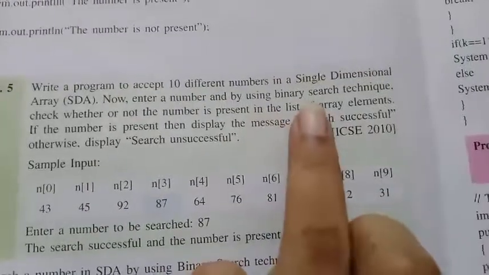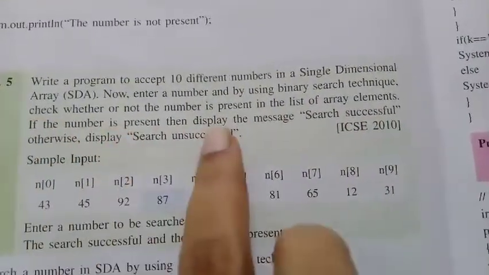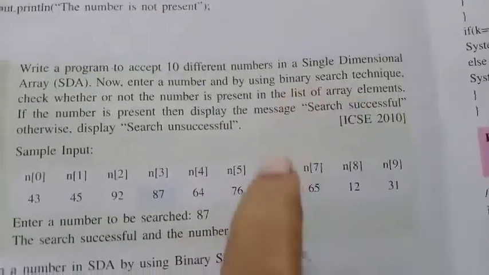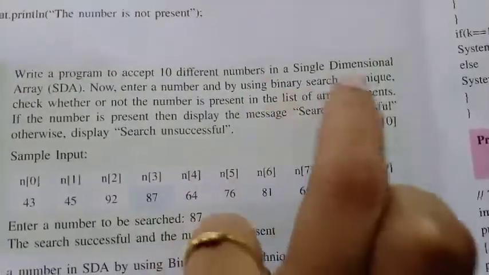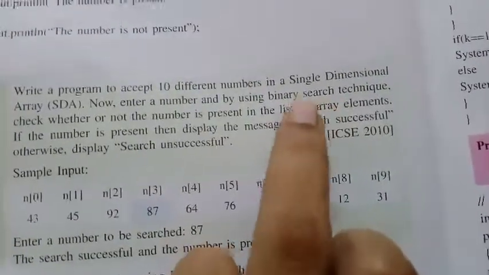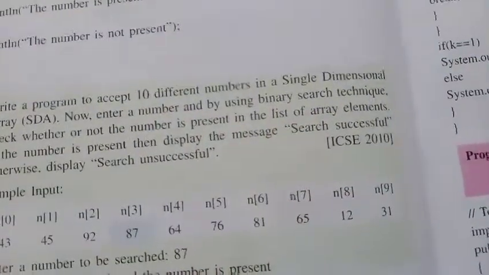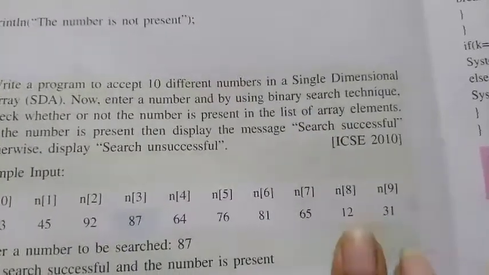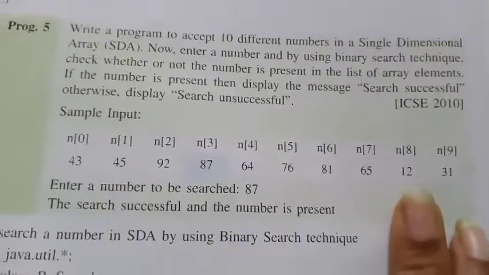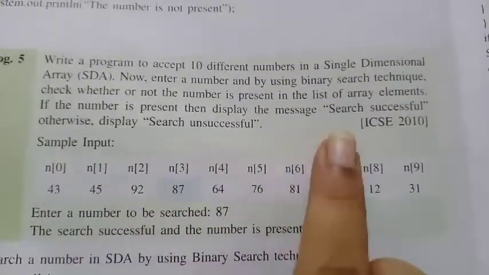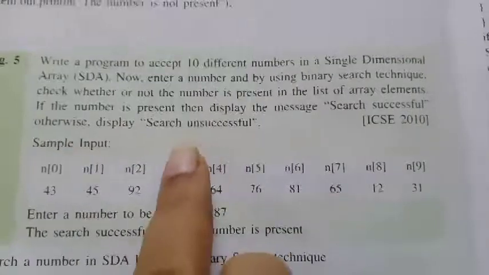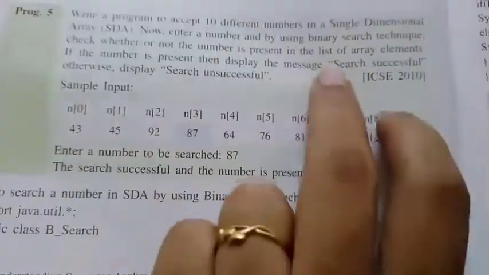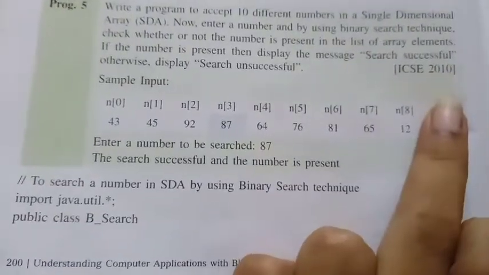Now enter a number to be searched by using the binary search technique. Check whether or not the number is present in the list of the array. That is, we are going to again search a number with the binary search technique. In the last class we saw the linear search technique, but now we are going to check the number with the binary search technique. So if the number is present, then display the message search is successful, otherwise search is unsuccessful.